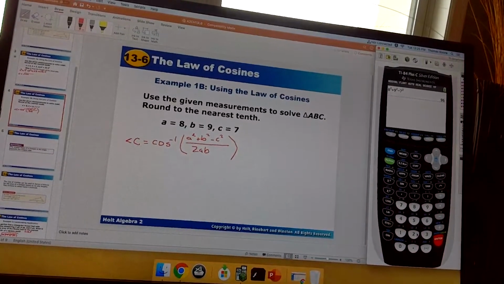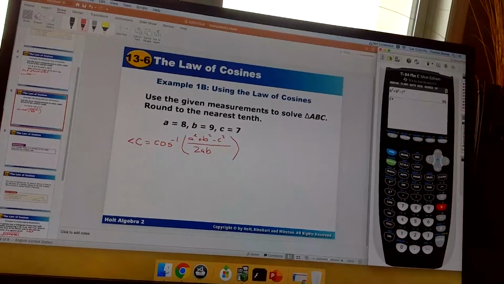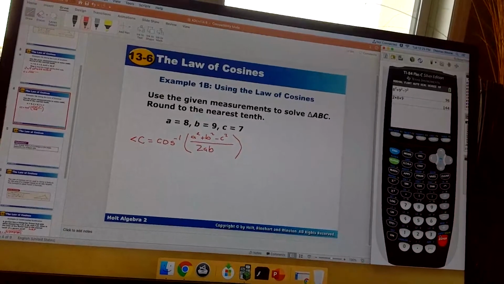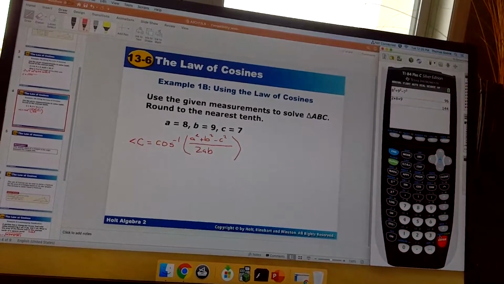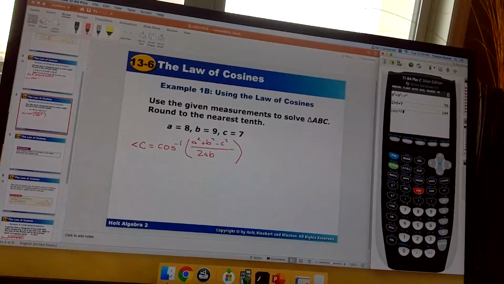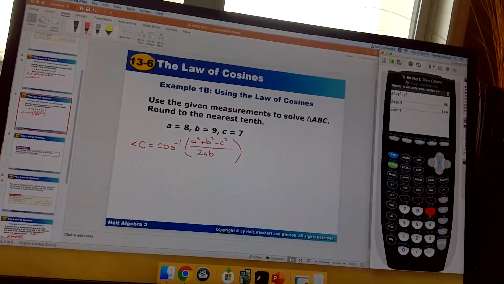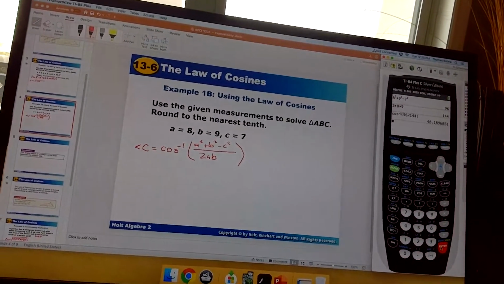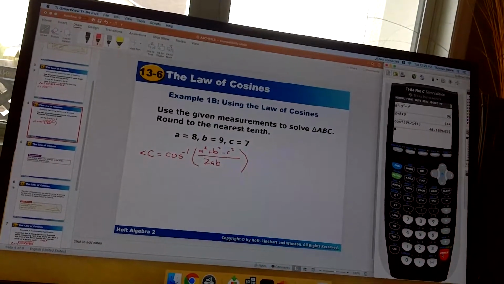Very good. And then on the bottom, we're just going to go 2 times 8 times 9, and we get that. So in the parentheses, it's going to be 96 over 144. So now what I can do is just do the inverse cosine. And what I'll do is take the top, which is 96, and divide it by 144. And then that should give us the angle. And again, that's angle C, so 48.2.